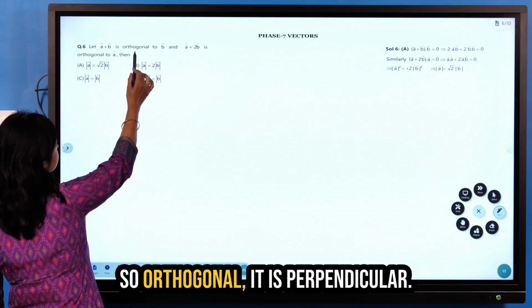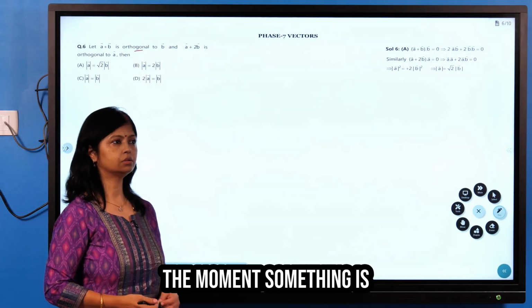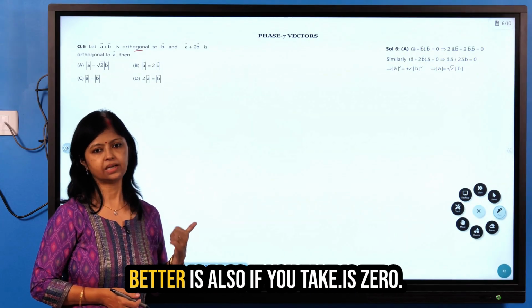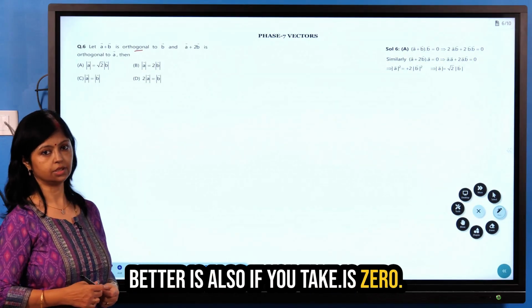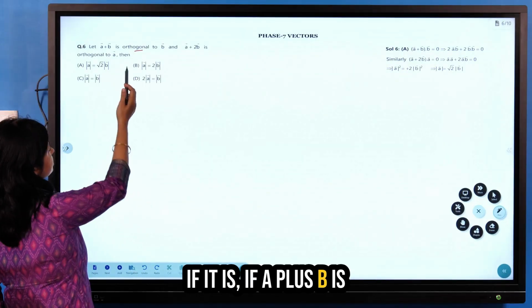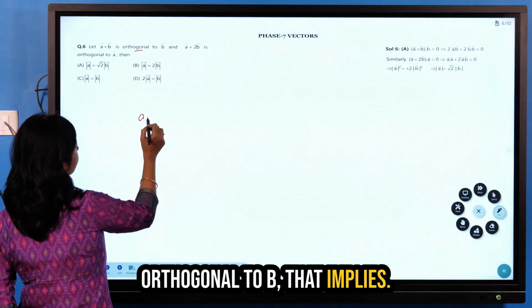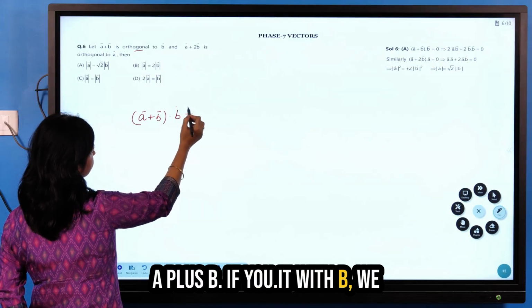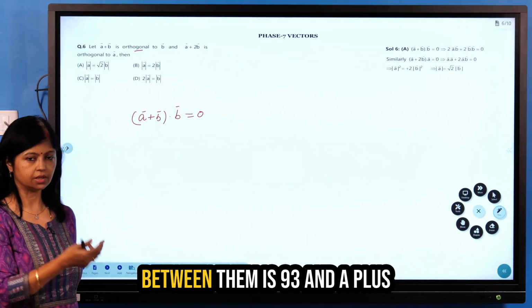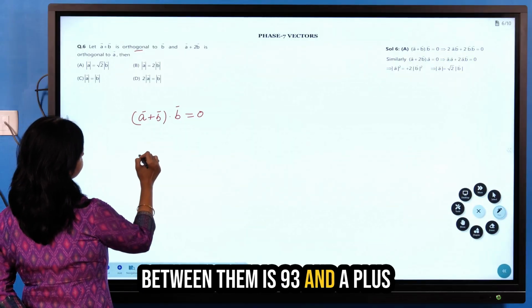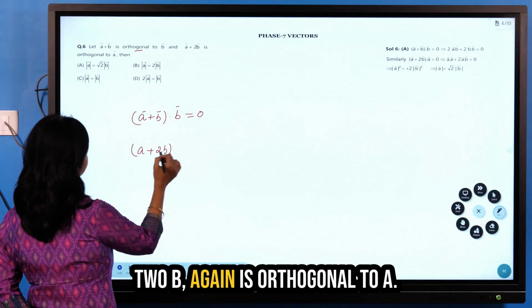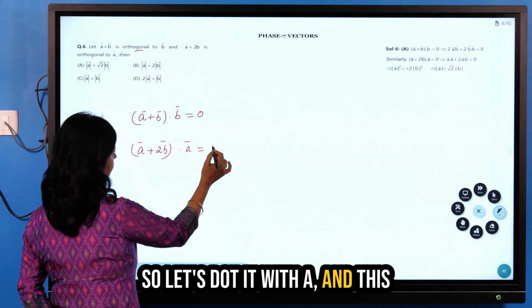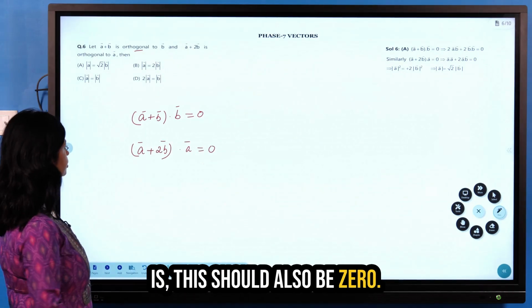Okay, so orthogonal means perpendicular. The moment something is orthogonal to something, we can either take the cross product, or better, take the dot product, which is 0. If a plus b is orthogonal to b, that implies (a plus b) dotted with b should be 0, because the angle between them is 90 degrees. And a plus 2b is again orthogonal to a, so let's dot it with a, and this should also be 0.